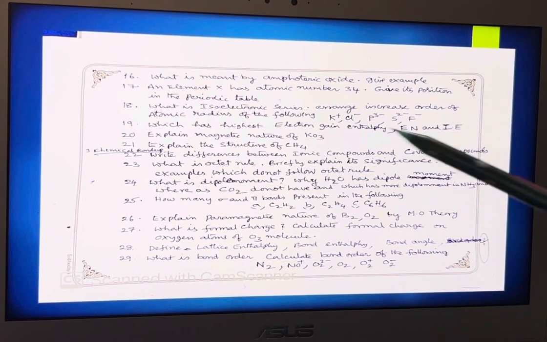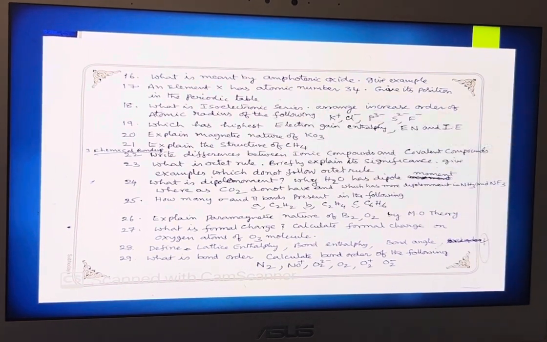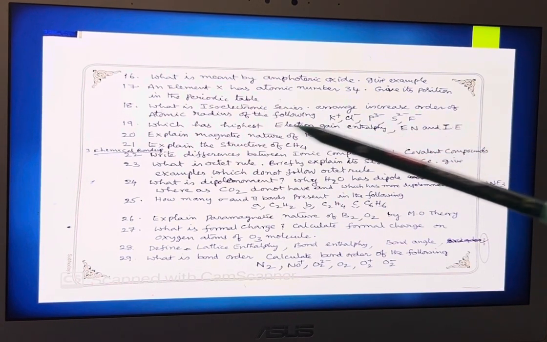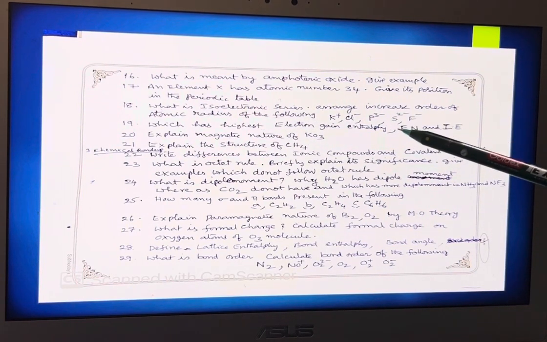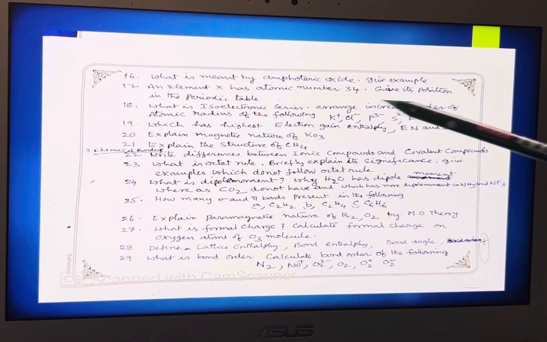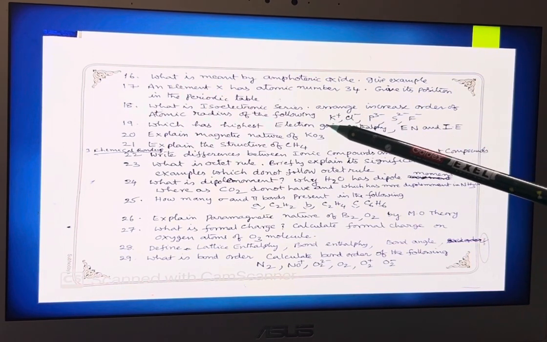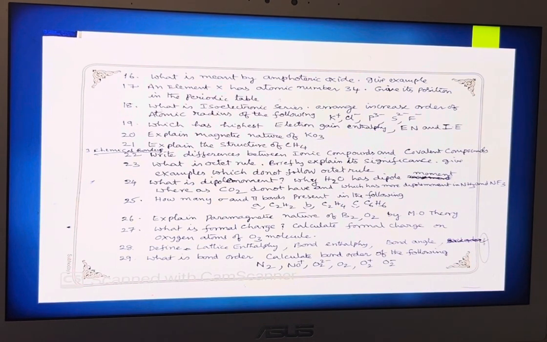Next one is, what is isoelectronic series? The elements or ions having the same number of electrons is called isoelectronic series. Arrange in increasing order of the atomic radius of the following: K plus, Cl minus, P3 minus, S2 minus, F minus. These are given. F minus is not isoelectronic. These 3 are isoelectronic. You have to see how the atomic radius varies in this one. F minus is the smallest one because it has fewer shells.